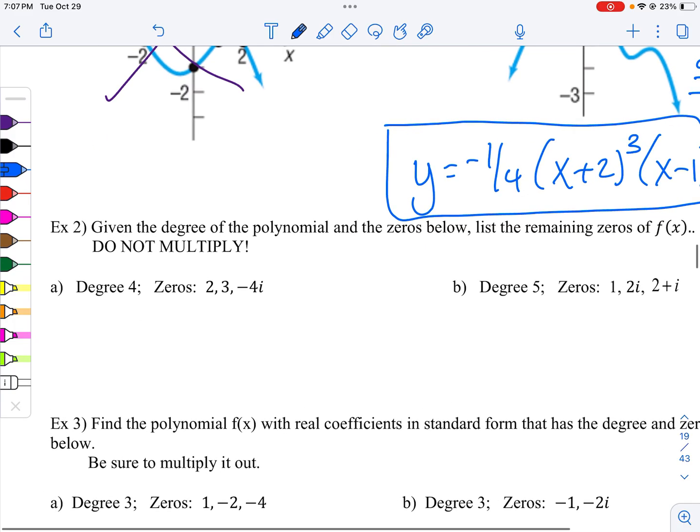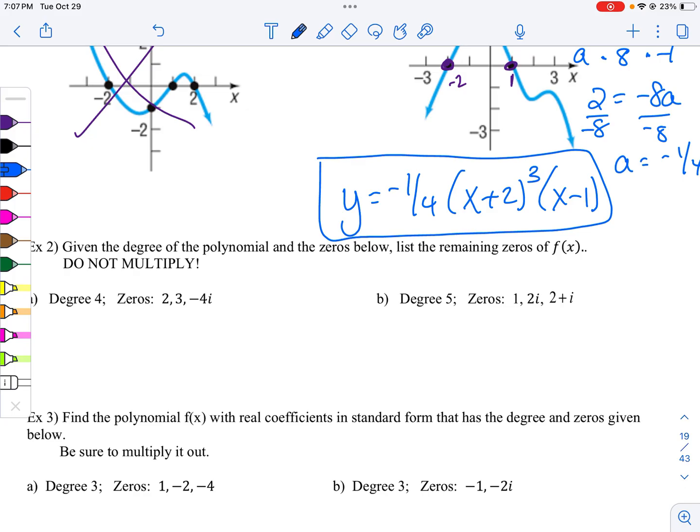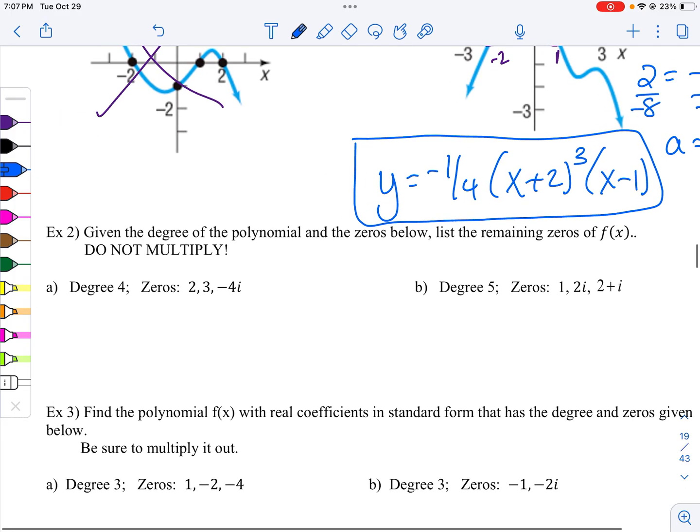All right, one of the things we need to talk about is zeros. Anytime we have an imaginary zero, like this one, negative 4i, we also know that we have the opposite of that. We're also going to have 4i as a zero.